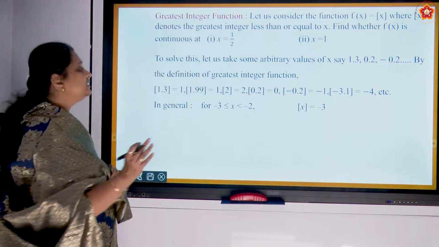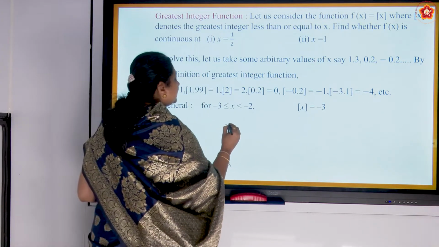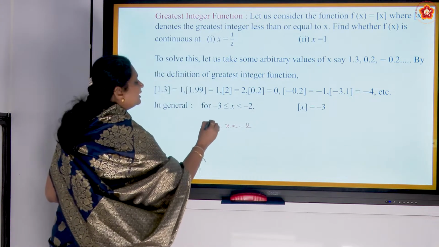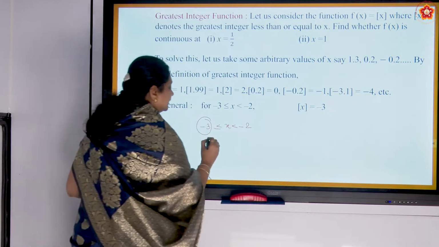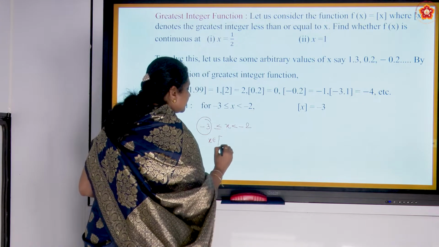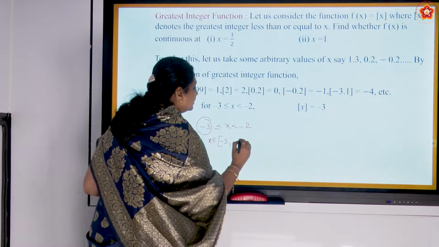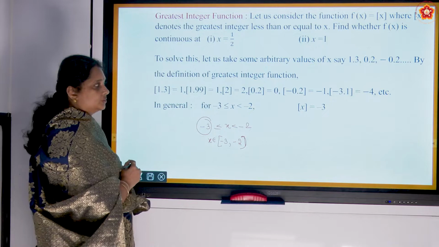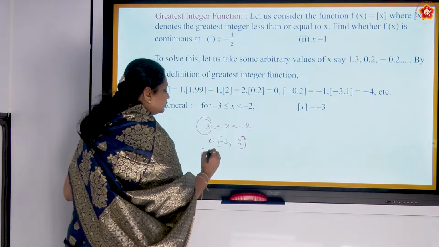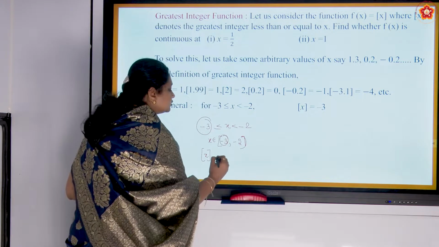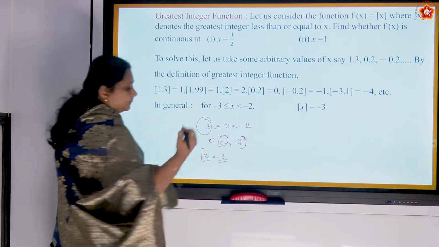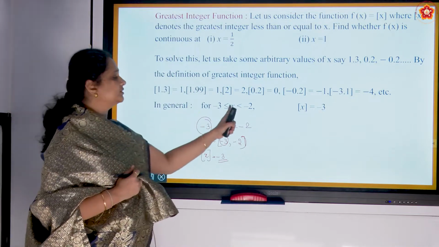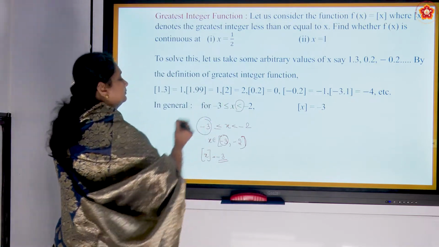Now in general, if x falls between minus 3 and minus 2, wherein minus 3 is included, you can write it as the interval closed at minus 3 and open at minus 2, because we are not including minus 2. Then the greatest integer value of x would be the lower value, that is minus 3, because minus 2 does not belong to it. It is an open interval. There is no equal to sign here.